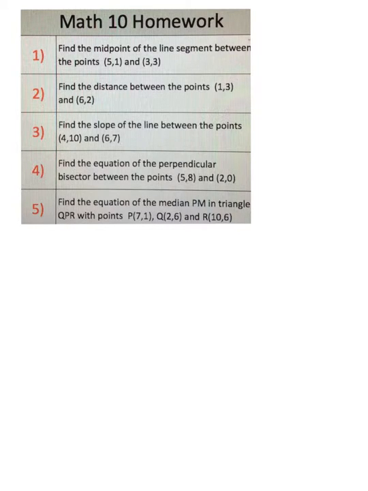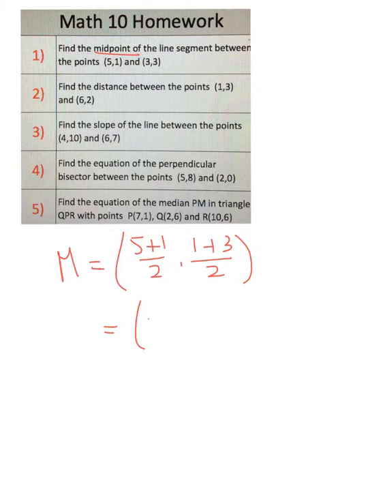So the first thing is find the midpoint of the line segment joining these 2 points. You got 5, 1 and 3, 3. So we know that midpoint M equals the x's added up together, so 5 plus 1 divided by 2, and then the y's added up together, 1 plus 3 divided by 2. 6 over 2 is 3, and 1 plus 3 is 4 divided by 2 is 2. So there's the midpoint. That should be fairly straightforward.